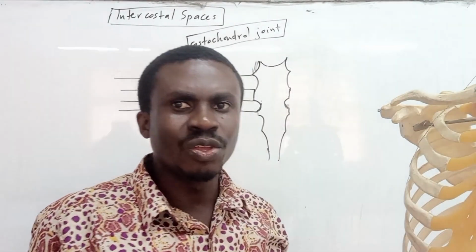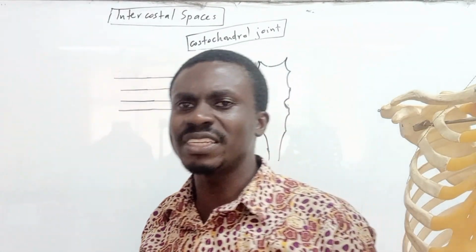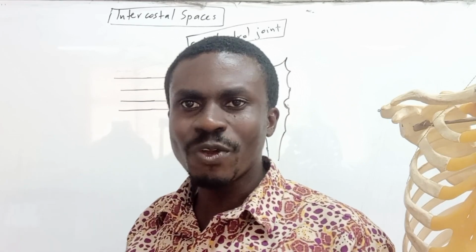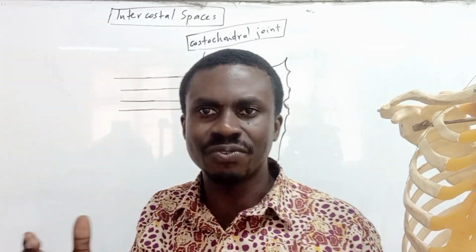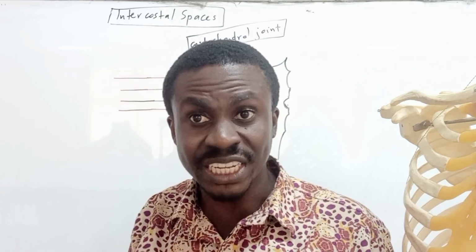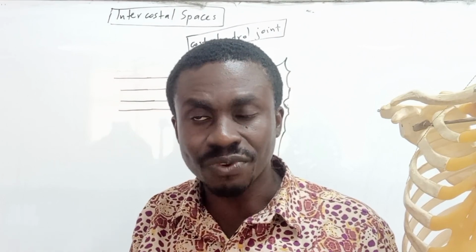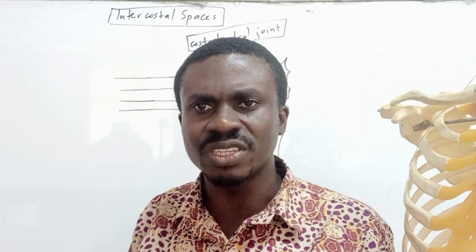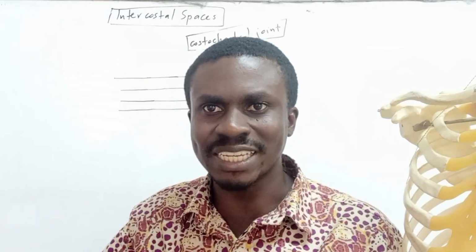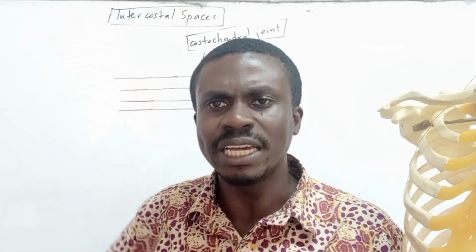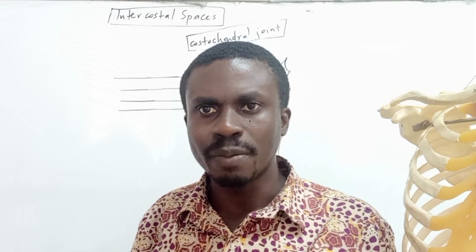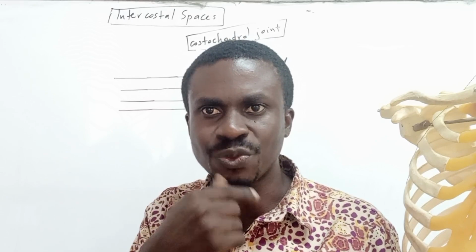Now, for the posterior intercostal artery, whenever we ask you where the posterior intercostal arteries originate or arise from, mainly your answer is, of course, the descending thoracic artery. Descending thoracic artery, that's mainly your answer. But there's an exception, and I will tell you that one.